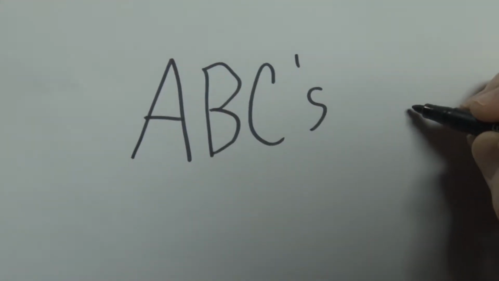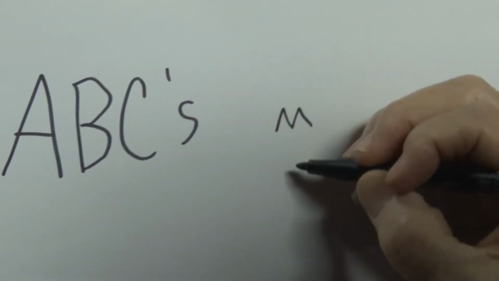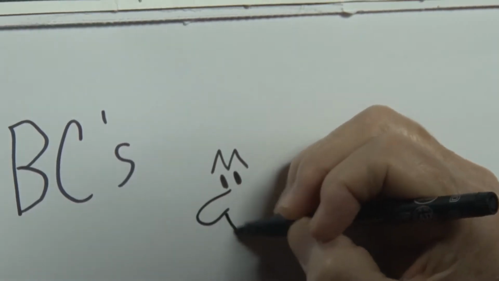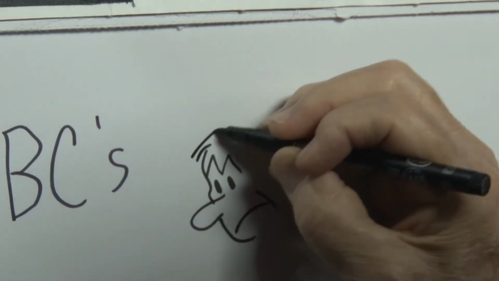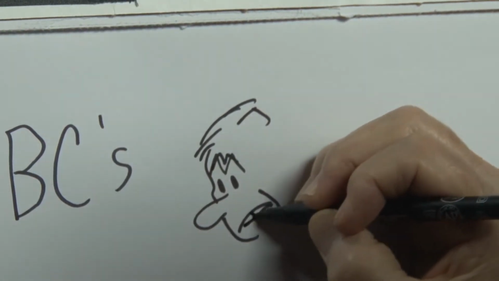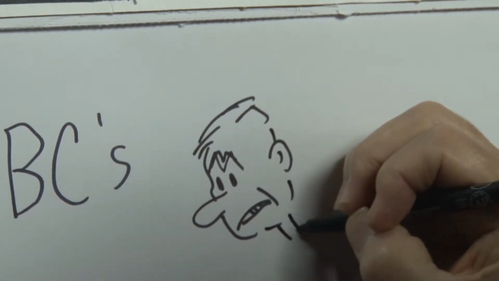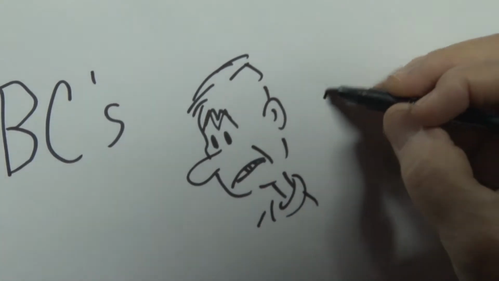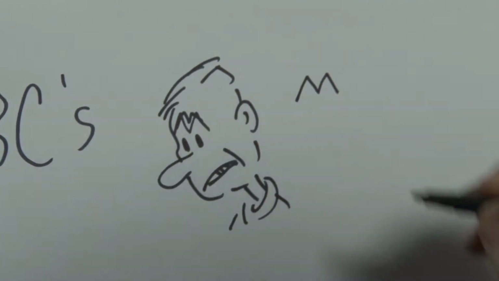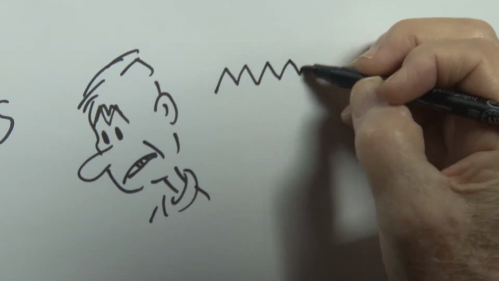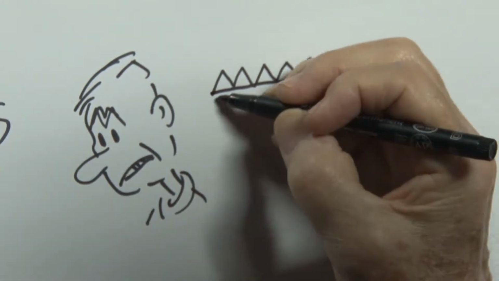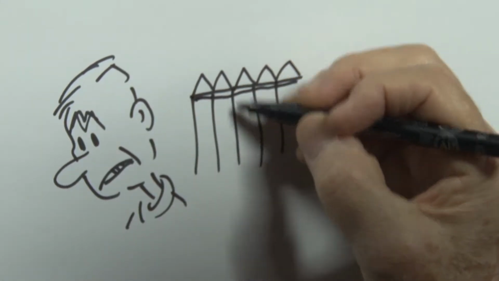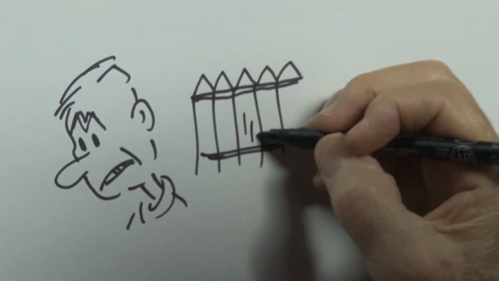One easy way to do a cartoon with M's is to make the eyebrows like that. Angry eyebrows and angry mouth as well. Another thing you can do is this. This is part of a fence, you see.